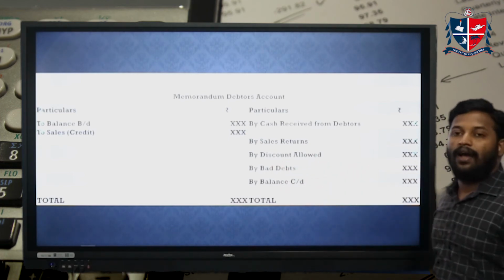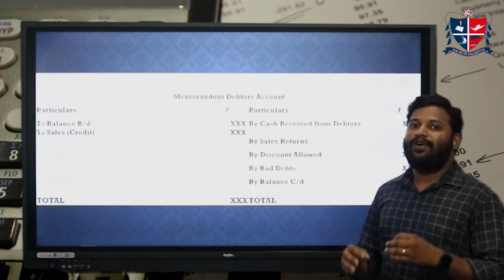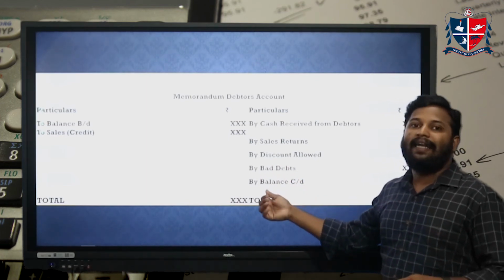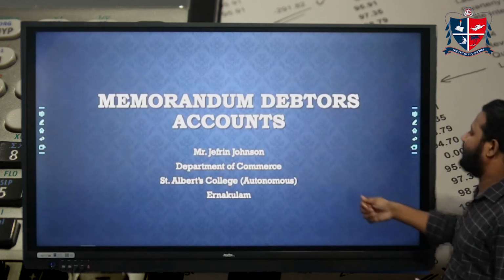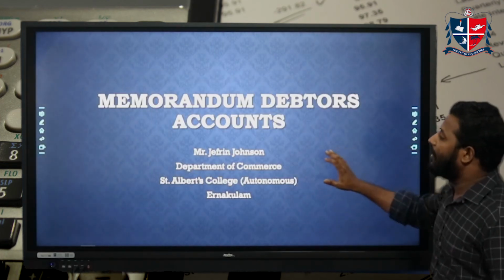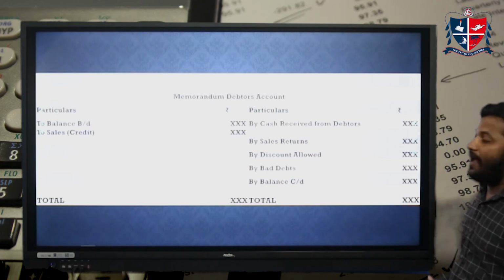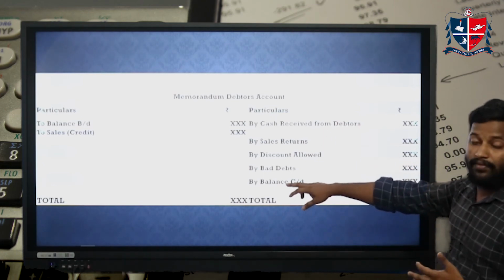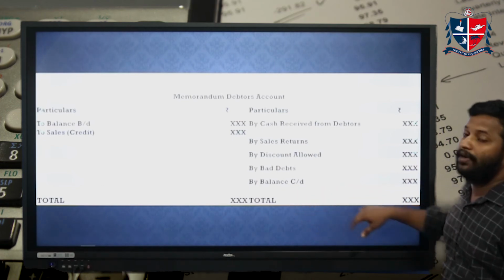Next item: of course, we know that debtors won't always pay us back fully. So here the bad debts portion we need to write over here. We will be writing it over here. And the balancing figure which will be coming over here, we will be writing it as balance carried down, and we will be totaling it.